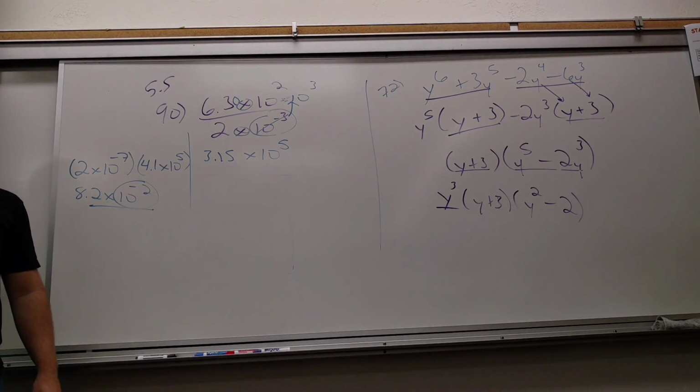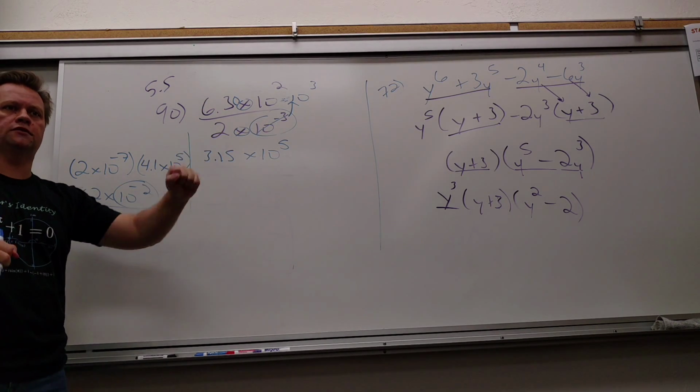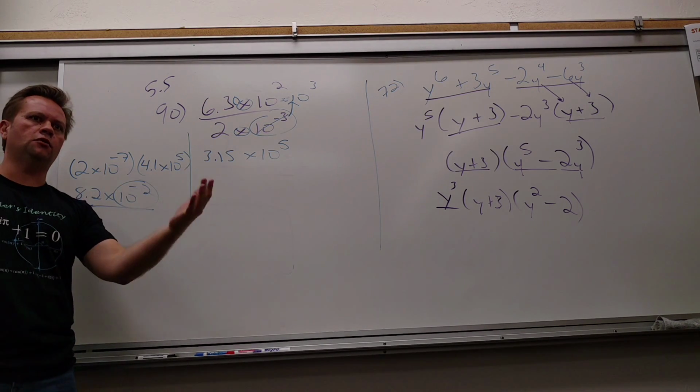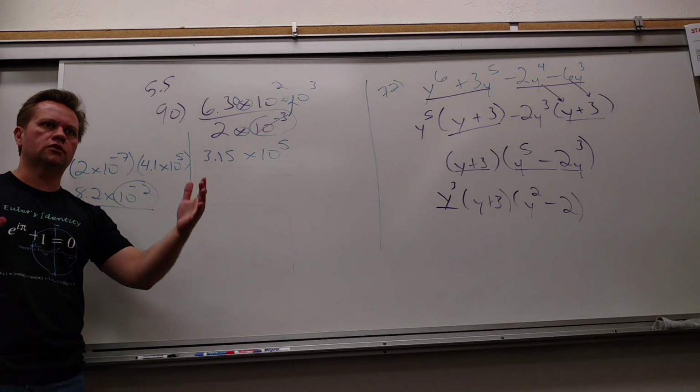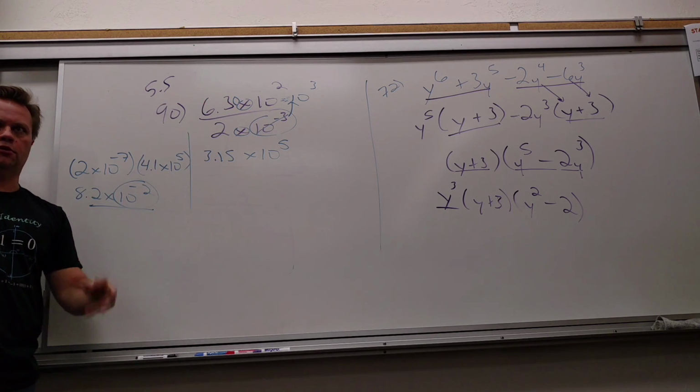I have a question. Is it wrong if I said 6.3 by 10 squared? That means 630 over. Yes, it's wrong, because I need you to work with the scientific notation. That's the new thing. I know we know how to divide numbers. I want you to divide things in scientific notation. That's the new thing we're learning.